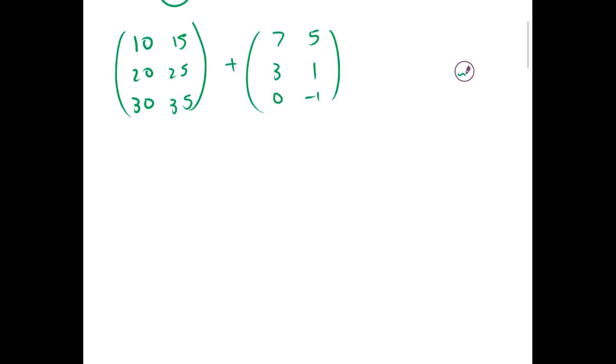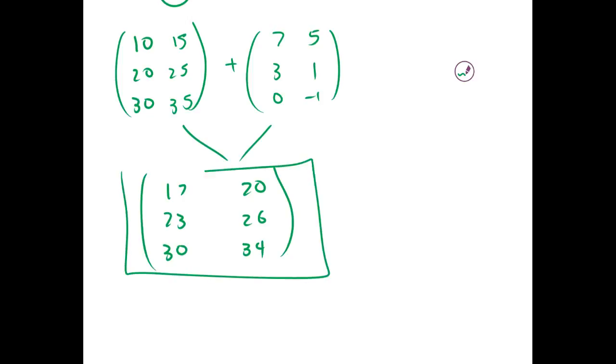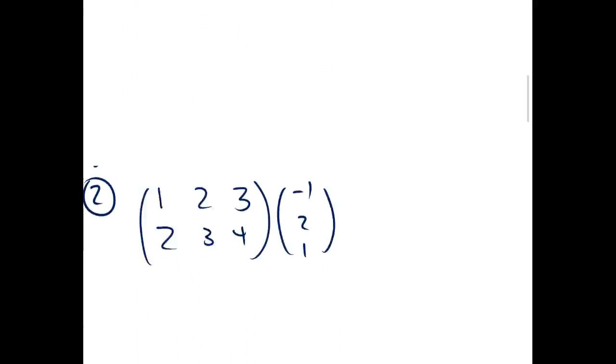And then adding these together, we get 17, 20, 23, 26, 30, and 34. And that's it. That's the sum of those two matrices.